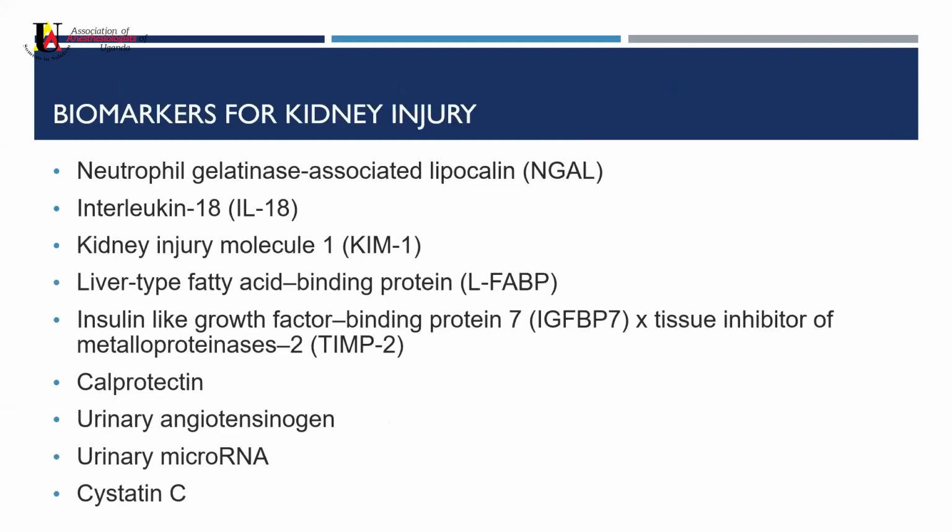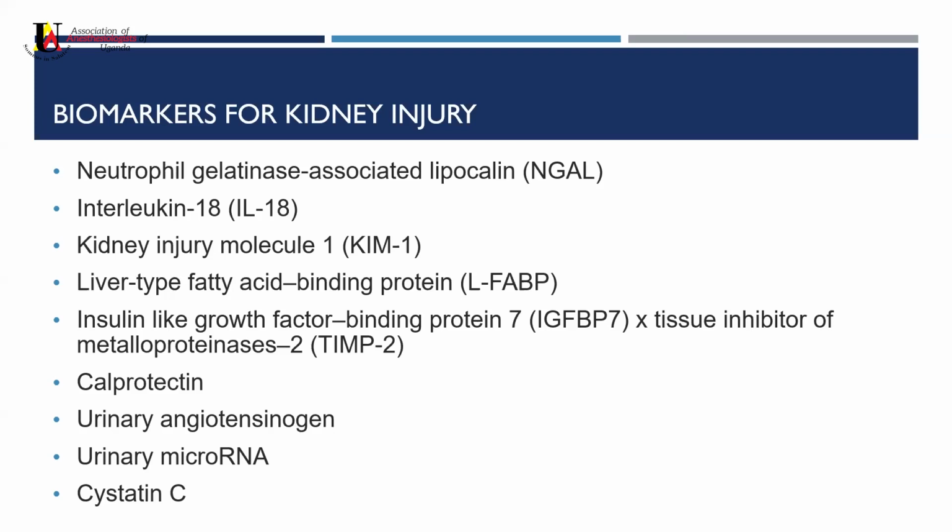Some of the biomarkers that are currently available are these ones: the neutrophil gelatinase-associated lipocalin, interleukin 18, the kidney injury molecule 1, and liver fatty acid binding protein. So the major ones that have been studied are actually NGAL, interleukin 18, the kidney injury molecule, as well as the liver type fatty acid binding protein. Many of these are secreted from the different parts of the kidney.